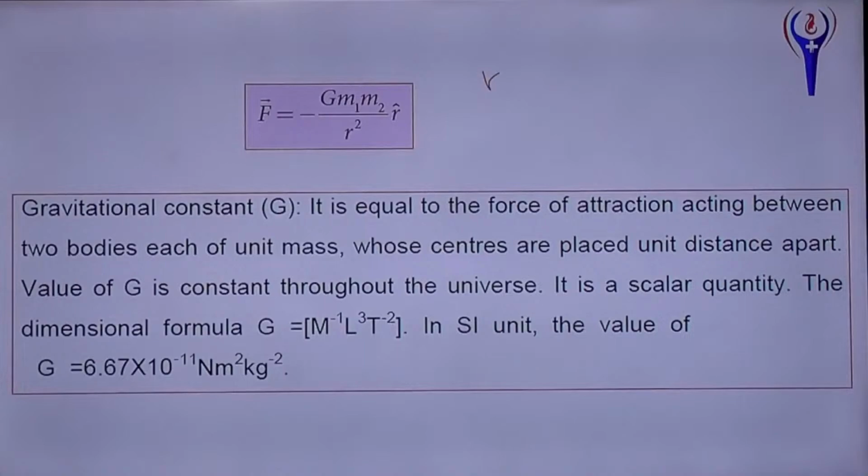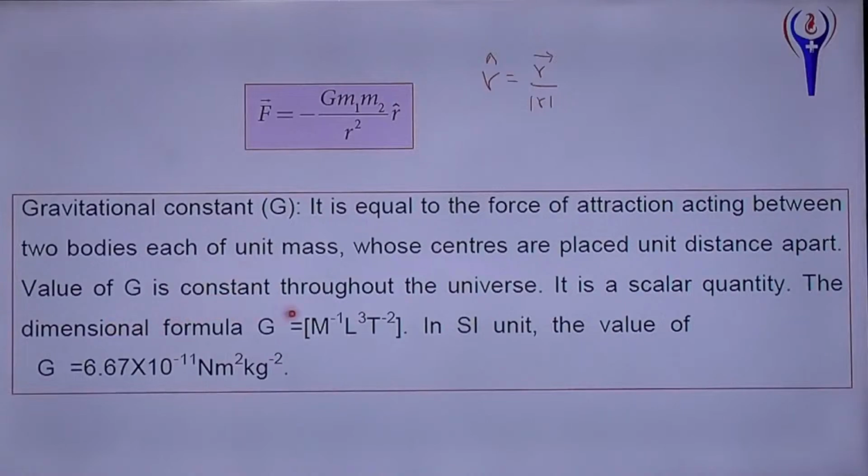Unit vector R cap is equal to R vector by modulus R, or magnitude R. Then the gravitational constant G is equal to the force of attraction acting between two bodies each of unit mass. Unit mass means M1 equal to M2 equal to 1 kilogram, whose centers are placed unit distance apart, 1 meter distance apart.